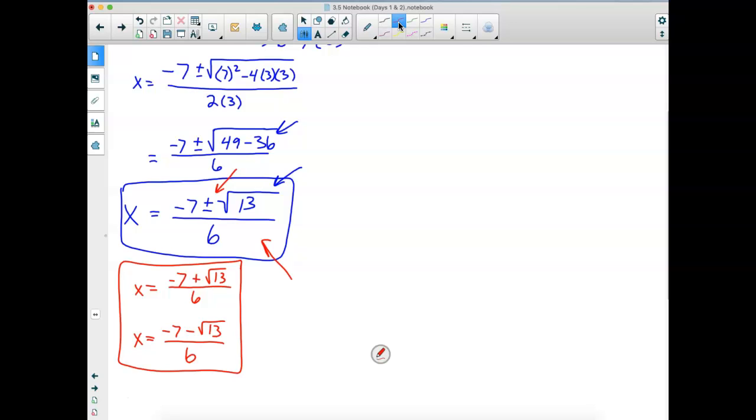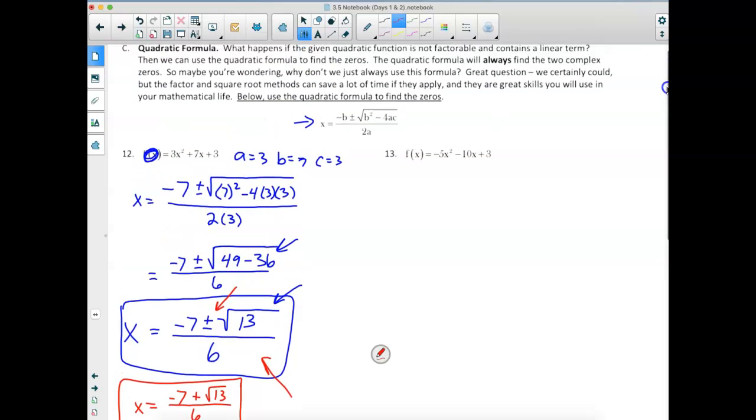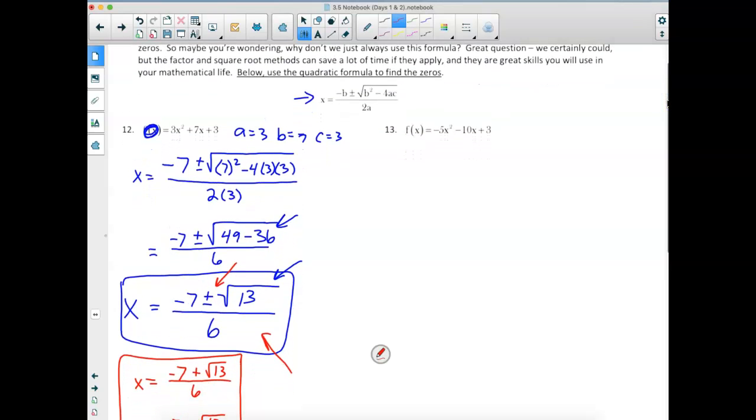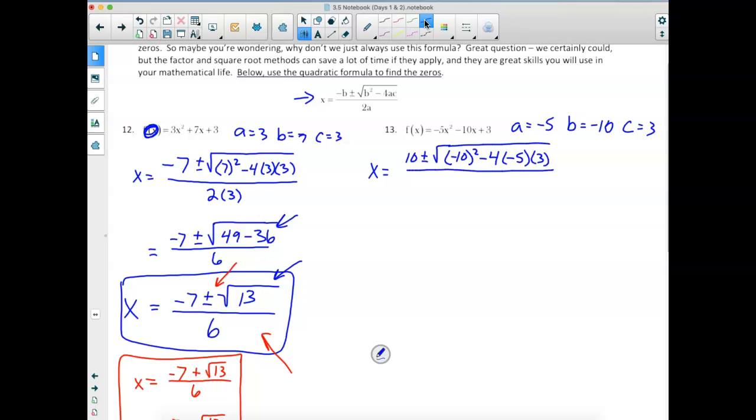So I'm going to zip through one more example with you, and then I'm going to have you try the last 2, okay? So I look, yeah, I can tell it's not going to factor. So I know A is negative 5, B is negative 10, and C is 3. So x equals the opposite of negative 10, which is 10, plus or minus the square root of negative 10 squared minus 4 times A, which is negative 5, times C, which is 3, all over 2 times A, okay?